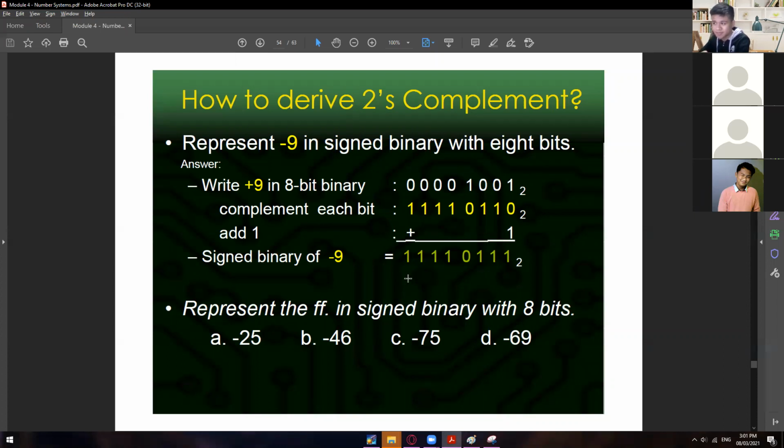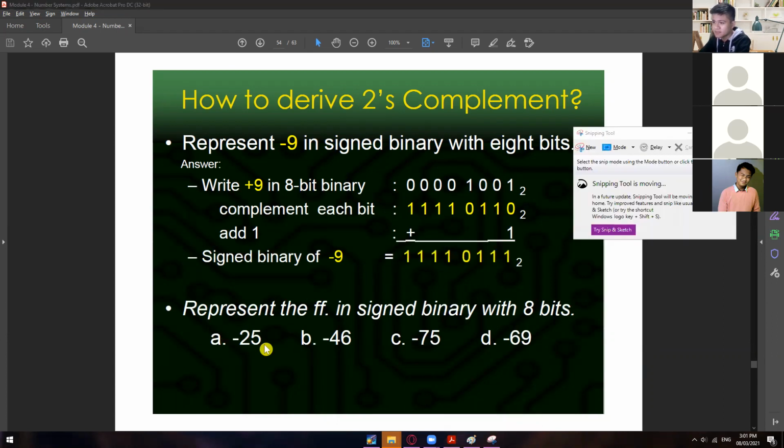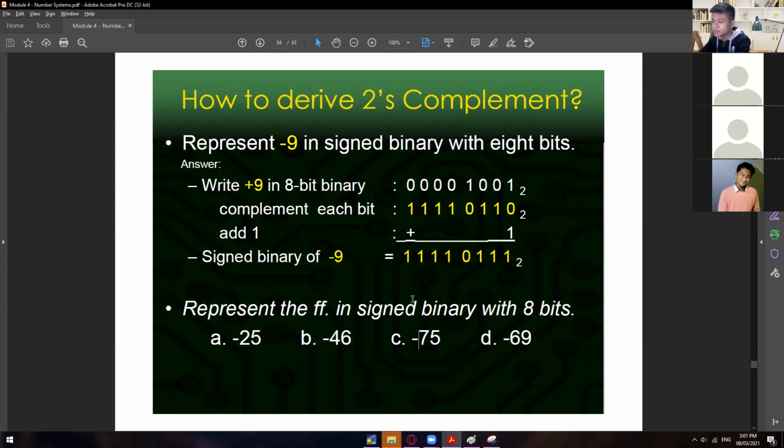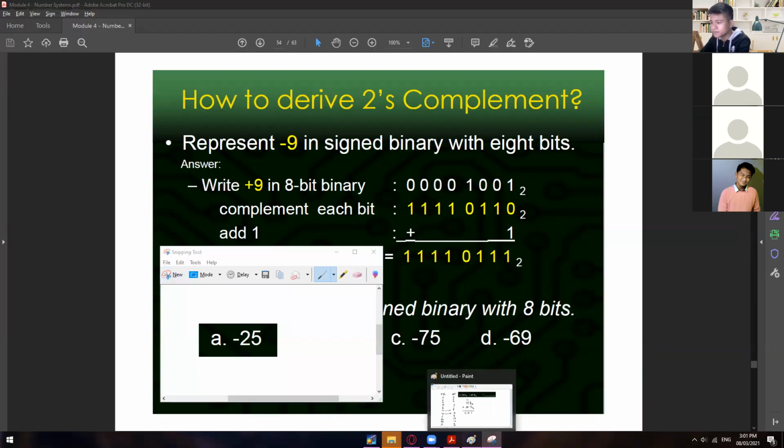Were you guys able to follow? All right. So don't you guys worry, this one is super simple. How about we answer, do we have the solution? All right, so let's answer letter A.